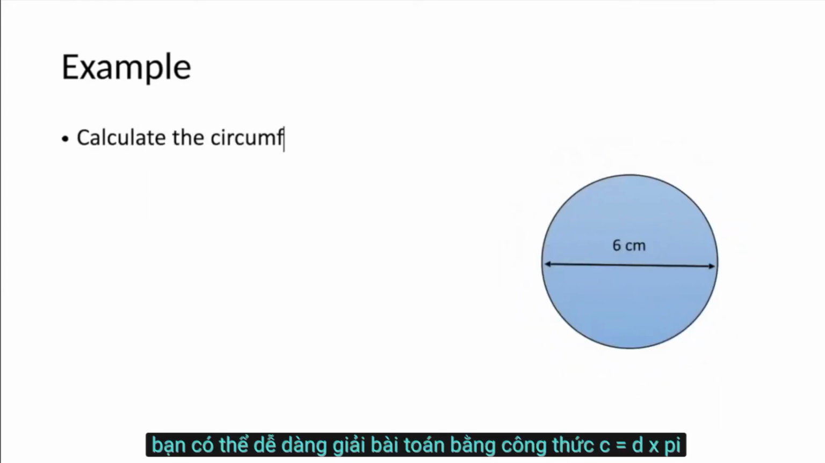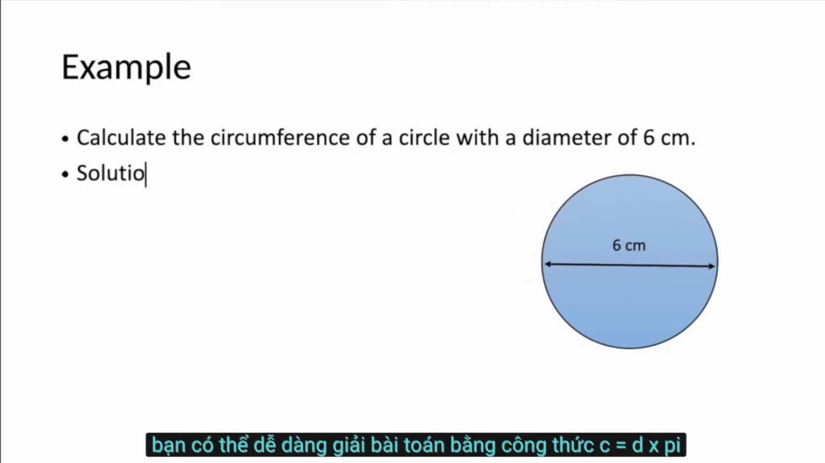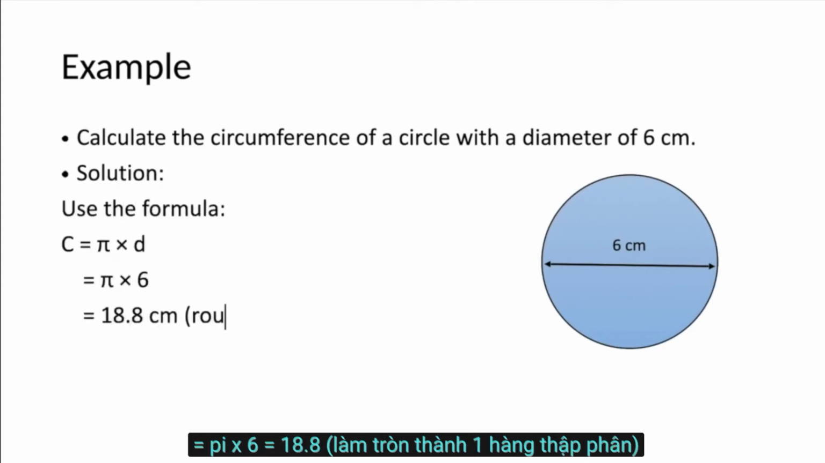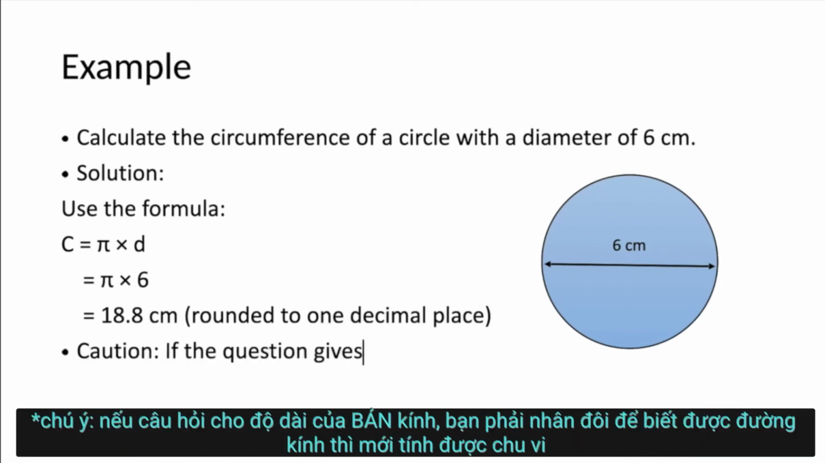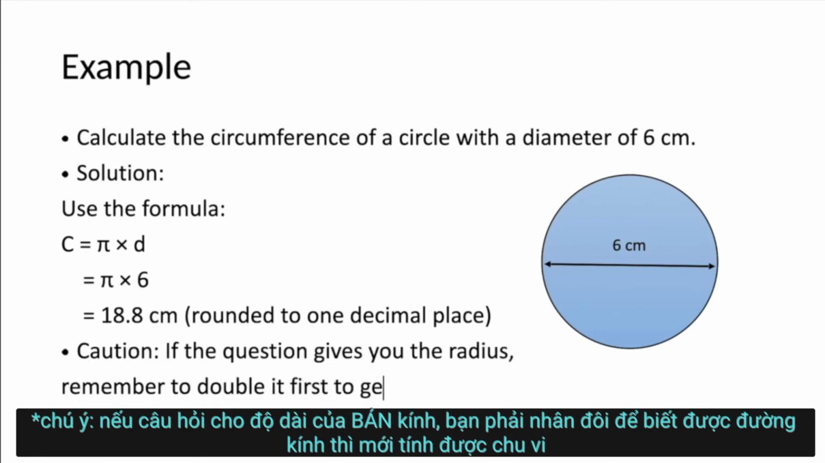You can easily solve the question by using the formula circumference equals diameter multiplied by pi, which equals 6 multiplied by pi, and we will get 18.8 cm rounded to 1 decimal place. Be careful if you are given the radius. In order to find a circumference, you must first double the radius to get the diameter.